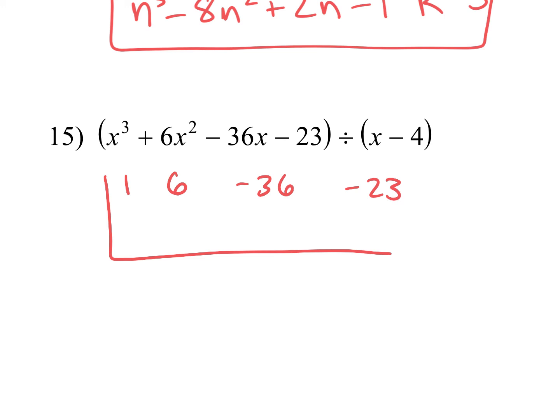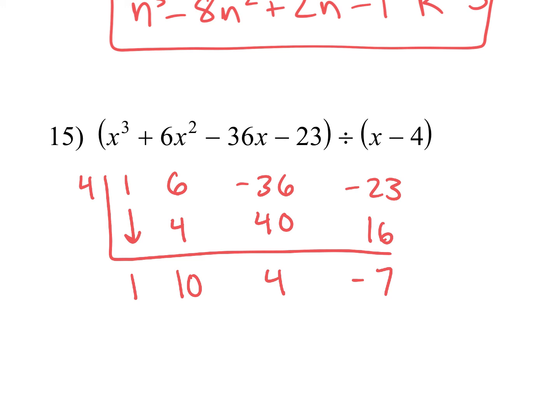All right, 15, what goes in the box? What goes outside the box? 4. What do I do first? Drop down the 1. Outside we multiply, so 4 times 1. Inside we add, 6 plus 4. Multiply, 4 times 10. Add, -36 plus 40. Multiply on the outside, 4 times 4. And -23 plus 16.